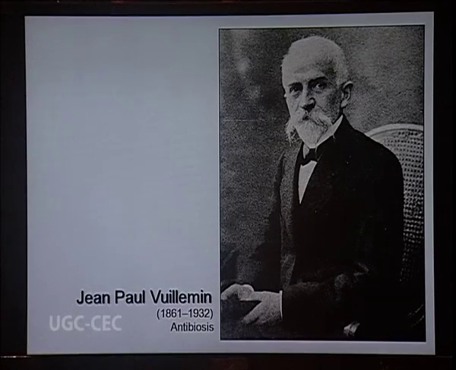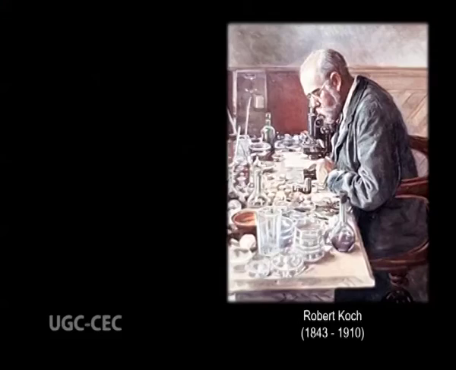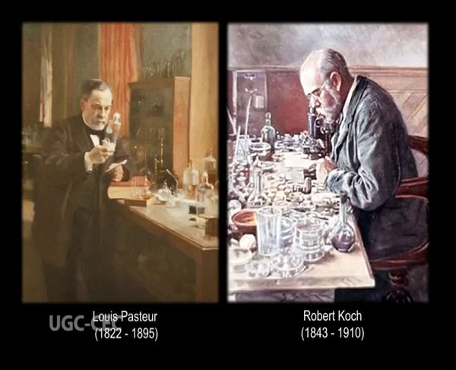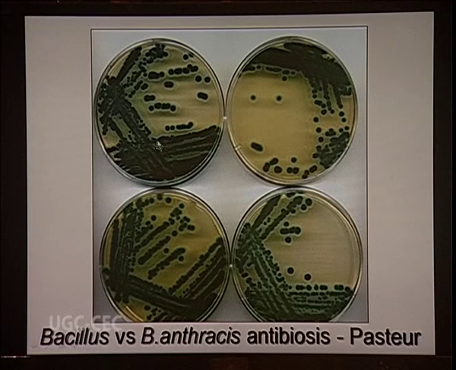Though it was much earlier, Villemin actually proved the phenomenon of antibiosis, meaning life against life. Sir, don't you think that the history of antibiotics is much earlier? Yes, absolutely right. The history of antibiotics can go back to 1877, when Robert Koch and Louis Pasteur did a unique experiment showing the antagonistic effect between Bacillus and Bacillus anthracis. As seen here in the Petri plate, the colonies of Bacillus anthracis were prevented by these green colonies of Bacillus, and thereby antibiosis was proved in 1877.